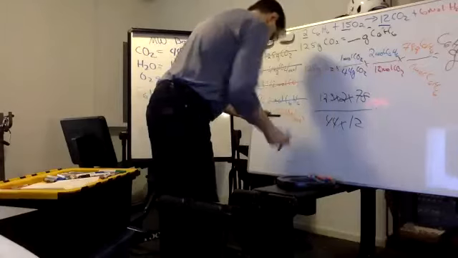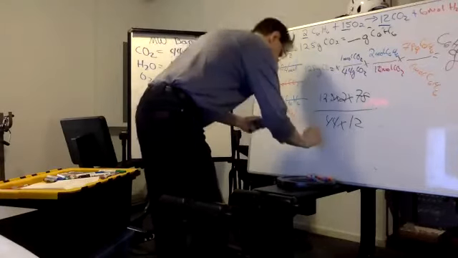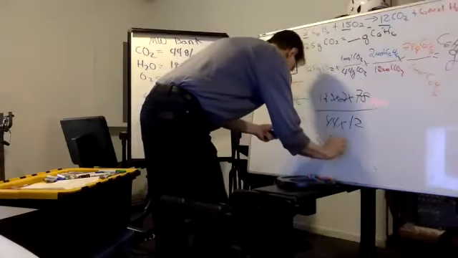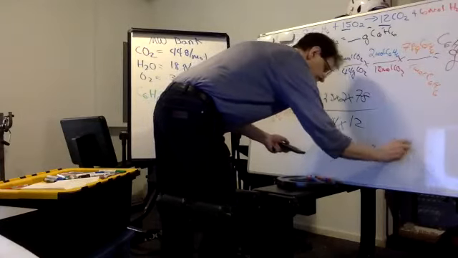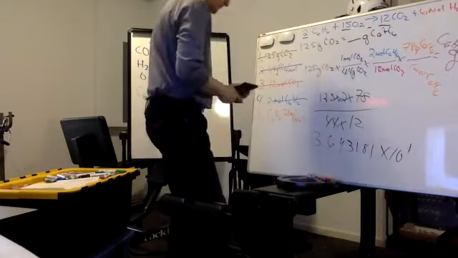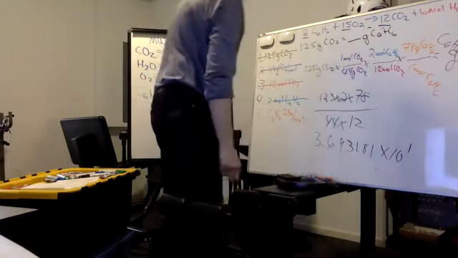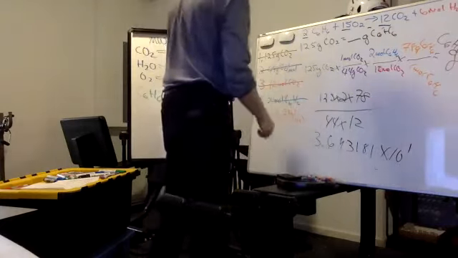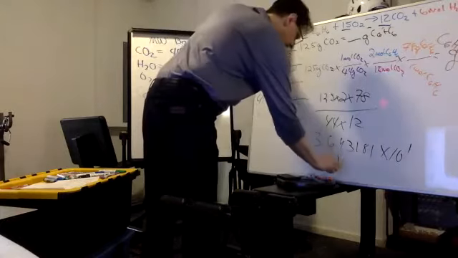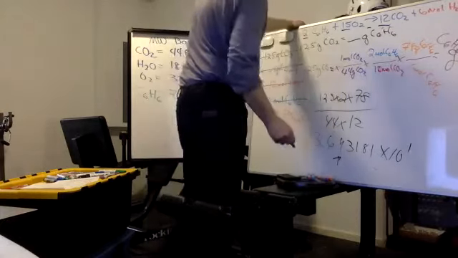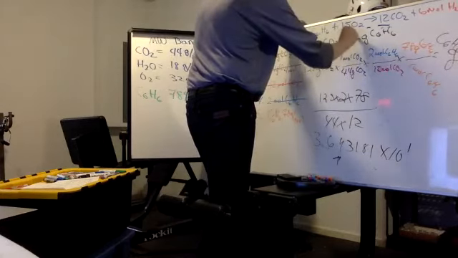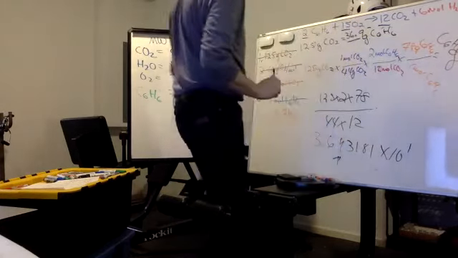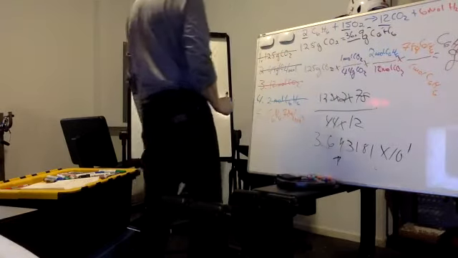And my raw is 3.693181 times 10 to the first, or simply 36. And I have 3 sig figs, so I'm going to go with 36.9. That should give me 3 sig figs, and it does.